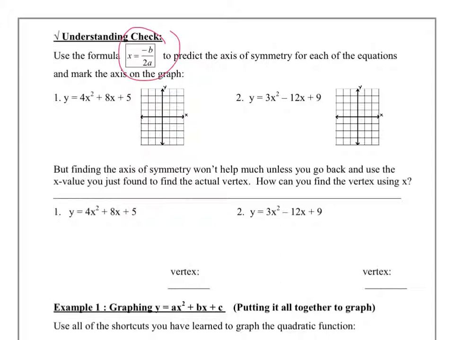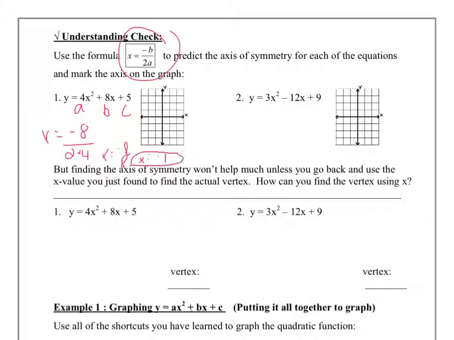Okay, so what you should have done is the first thing we want to label, we have A, B, and C. So x is equal to negative b, so negative 8 over 2 times a. That is going to give us negative 8 over 8, which is equal to negative 1. So we know that x is equal to negative 1.